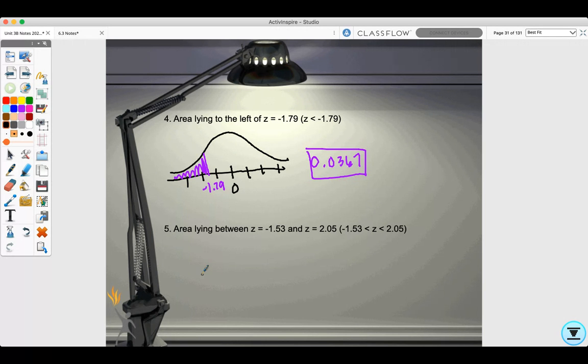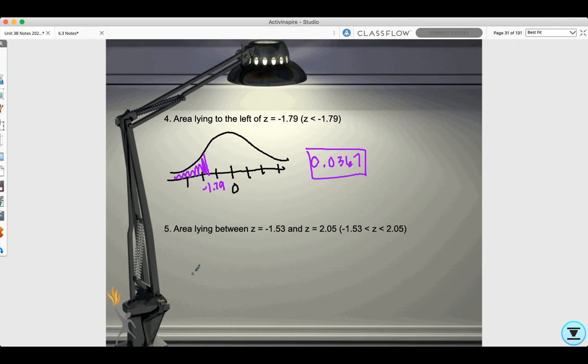And the last one is the area between negative 1.53 and z equals 2.05.